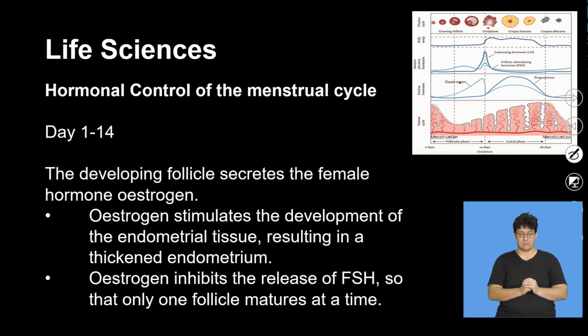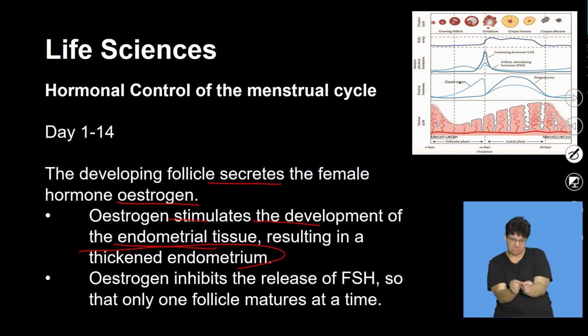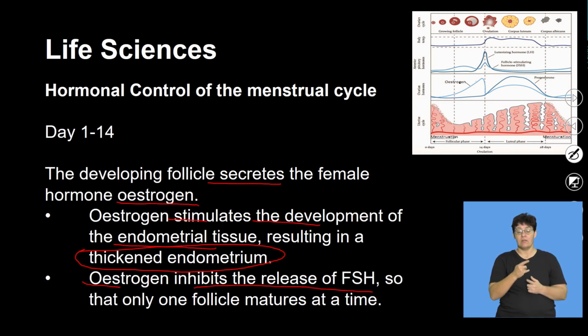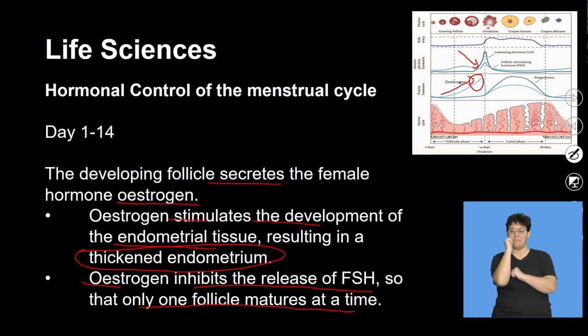Right, so the developing follicle secretes more estrogen, and this estrogen stimulates the development of the endometrium tissue, resulting in it becoming thickened or more vascular. Estrogen, on the other hand, inhibits the release of FSH so that only one follicle can mature at a time. So what we notice is that as the estrogen levels increase, there is a decrease in the levels of FSH. And this is a mechanism to ensure that a single follicle develops.